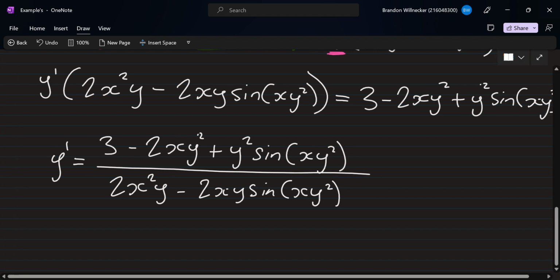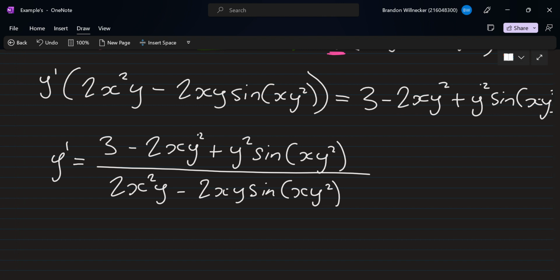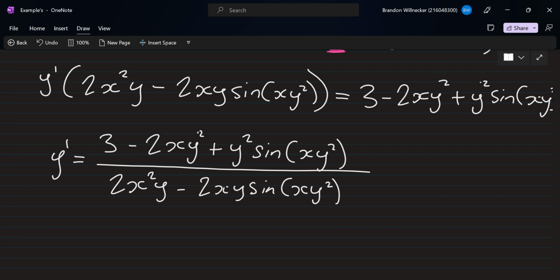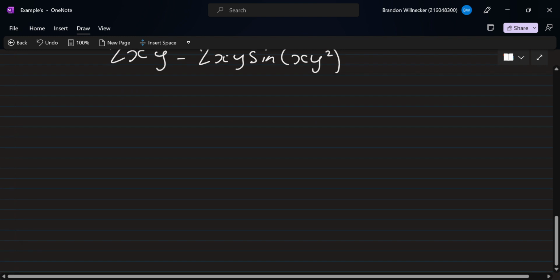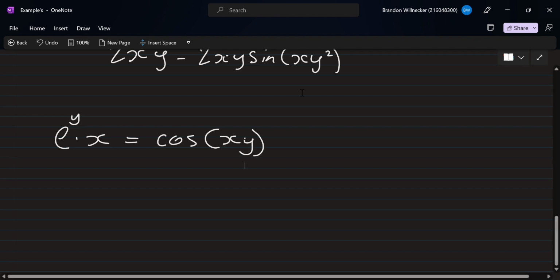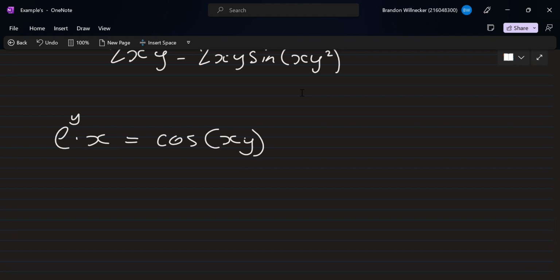Okay, so I think that's enough examples for this. Maybe one more. Okay, we can go through, and then we'll look at the main part of finding derivatives of inverse functions. Okay, so last example. Let's say we have e to the y times x is equal to cos xy. Okay, something like this. Okay, again, a bit more complicated than before. We've got an exponential now. We've had a cos term before, so that's not so bad.